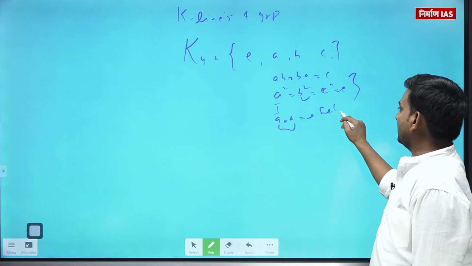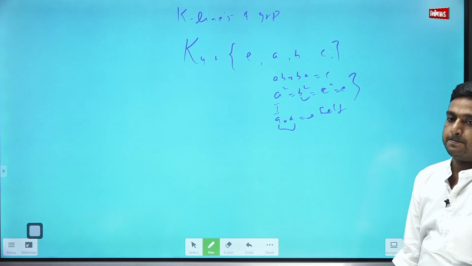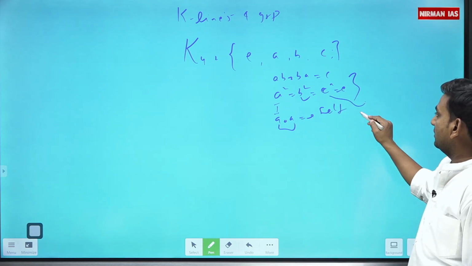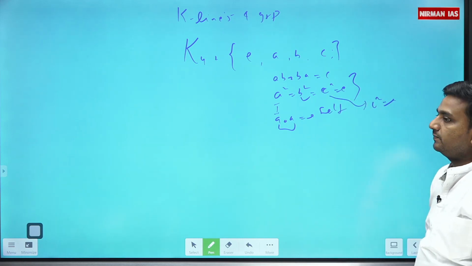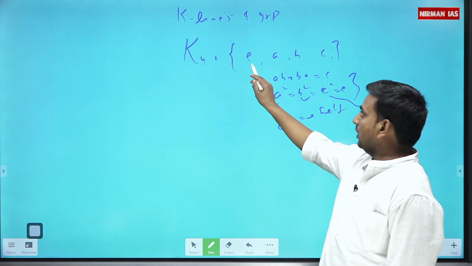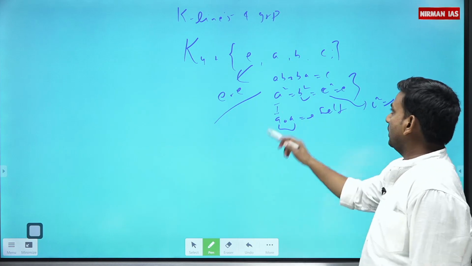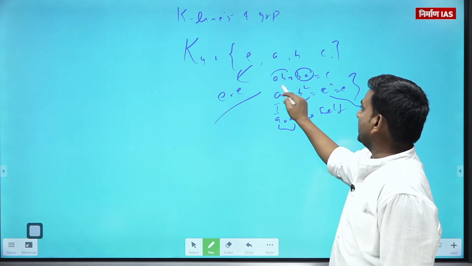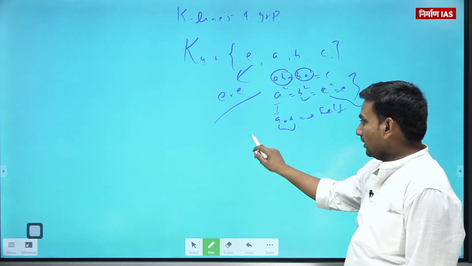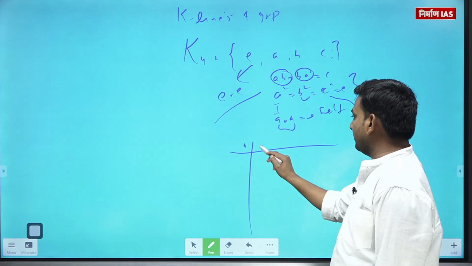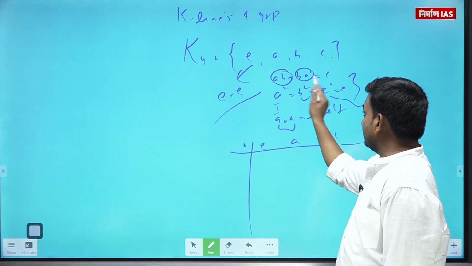B is self-inverse. C is self-inverse. E is always the identity element, and it is self-inverse. Also AB equals BA. Form a composition table with this definition only.